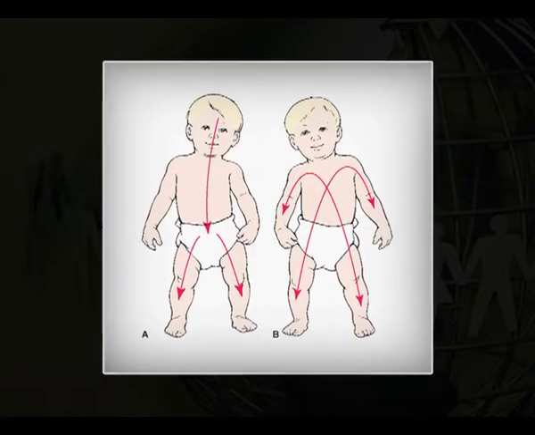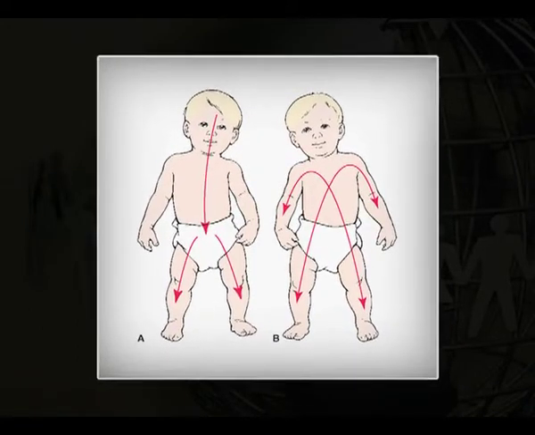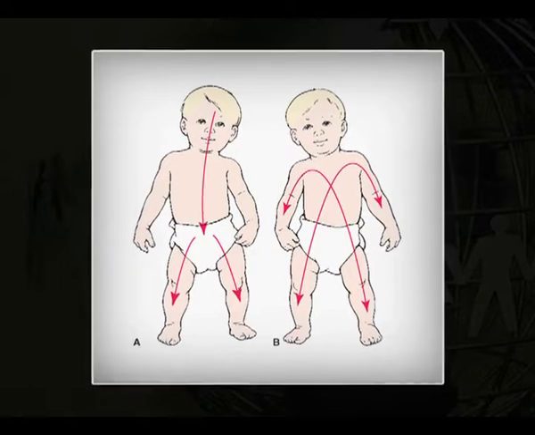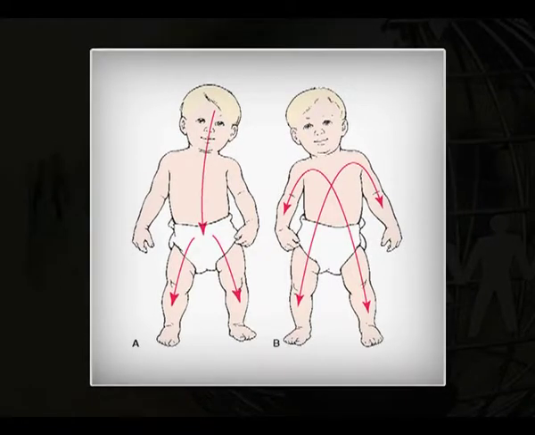Proximodistal: the control of movements matures from the central or proximal areas of the body to outer or peripheral areas. For instance, the infant gains control over its body, then its arm movements, hand movements, and finally the finger movements. Likewise, they gain control over the leg, foot, and finally the toe movements.